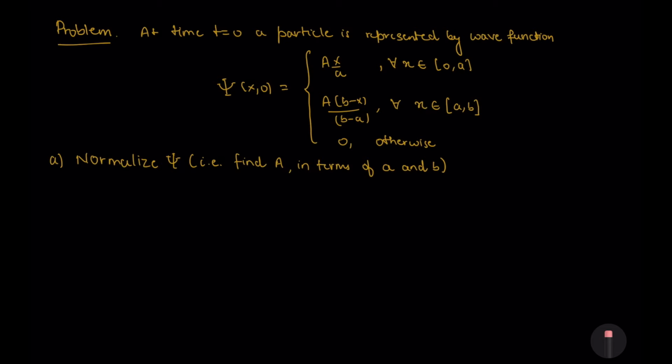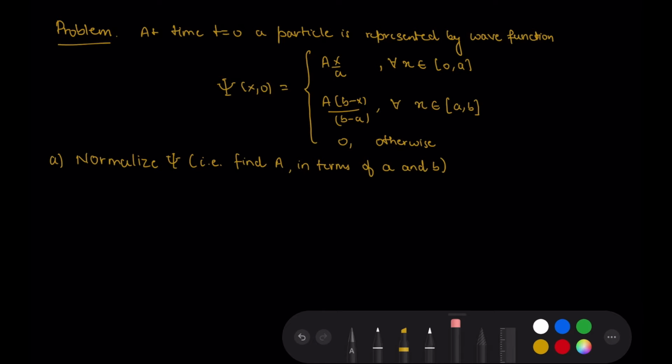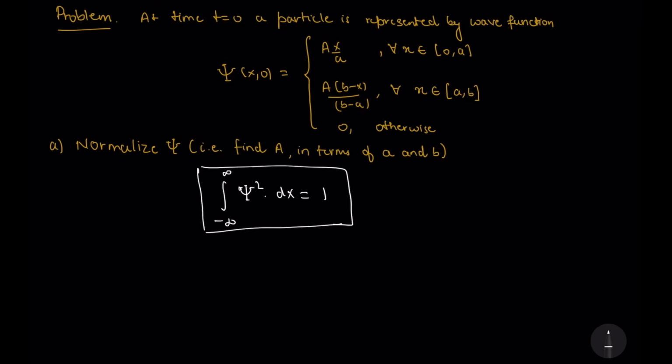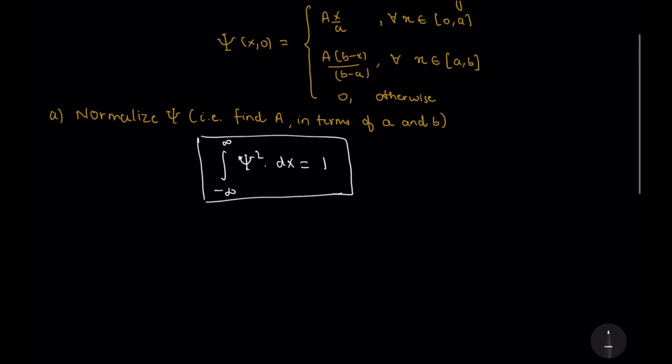Here we are first looking at the first part of the problem, which says that I have this given wave function and I need to normalize it. All right, so let's get started. For normalization of a wave function, I can write that the integral from minus infinity to infinity of the square of the wave function dx is equal to 1. This is my foundational formula.